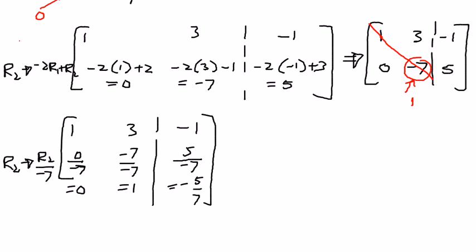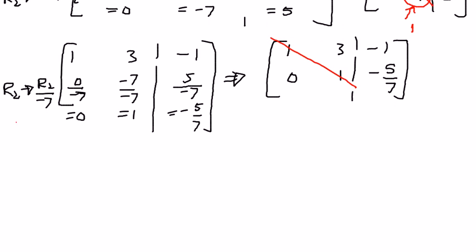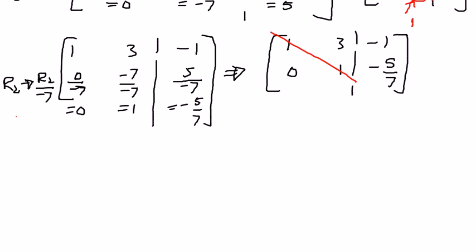Okay. Then if we write it in a clean manner, this is how it looks: 1, 3, negative 1, 0, 1, negative 5 over 7. Now let us draw these lines along the major diagonal. We wanted ones along the major diagonal and zeros below the major diagonal, and then we are ready to read or find the values of x1 and x2 in this case. So the way to read that is as follows.